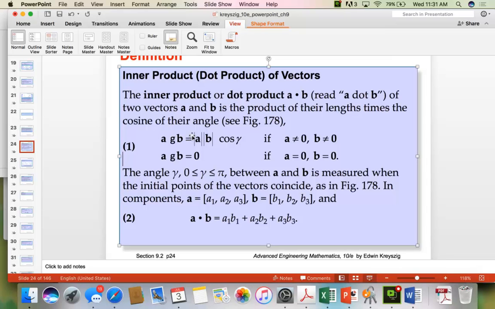So A dot B is the magnitude of A times the magnitude of B times the cosine of gamma, where gamma is the angle between them. Assuming gamma is between 0 and pi, and A is not equal to 0, and B is not equal to 0. A dot B is equal to 0 if either A or B is equal to 0. So the angle is measured right where the initial points coincide. And so if we want to calculate the dot product, we take the product of the coefficients of the x vector, the product of the coefficients of the y component, and the product of the coefficients of the z component.